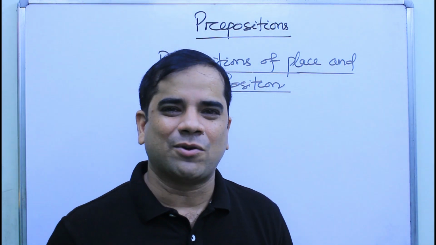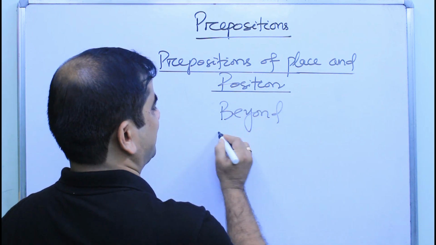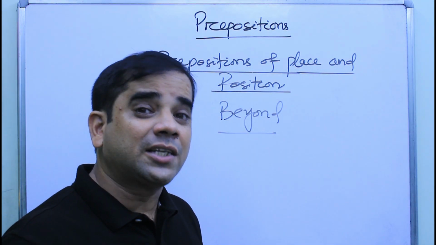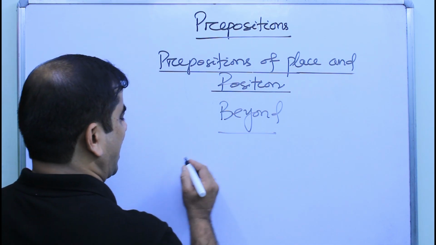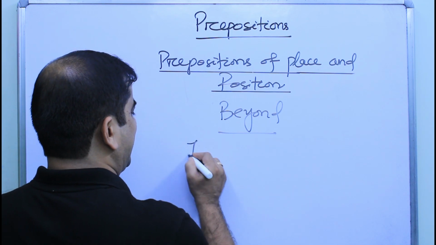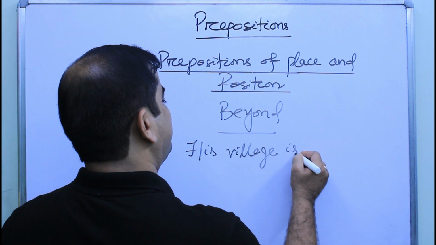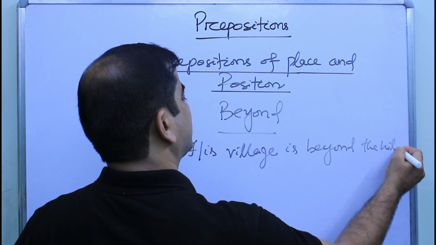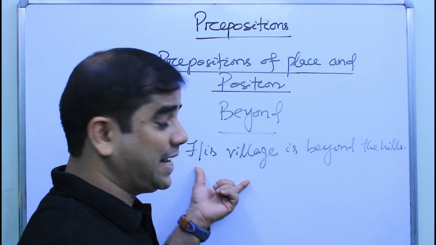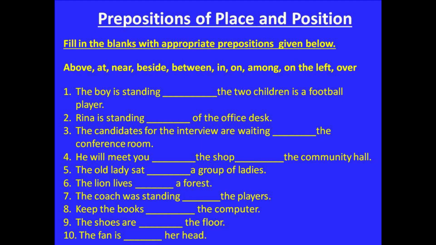Students, let us now discuss the preposition beyond. It means on the other side of something or at a far distance. Suppose I write, his village is beyond the hills. That means the position of his village is on the other side of the hills. Okay? Students, let us now discuss the following questions.